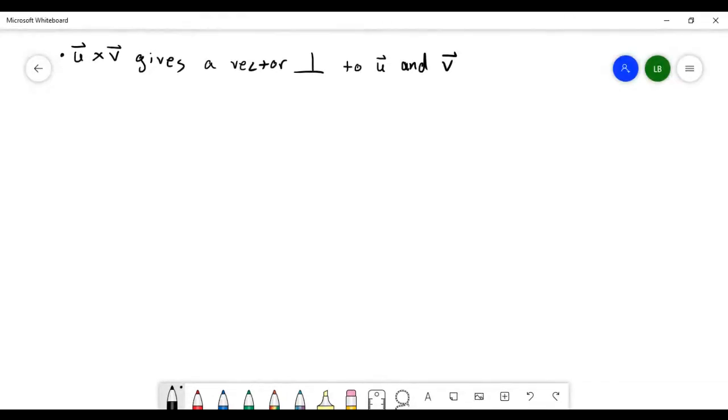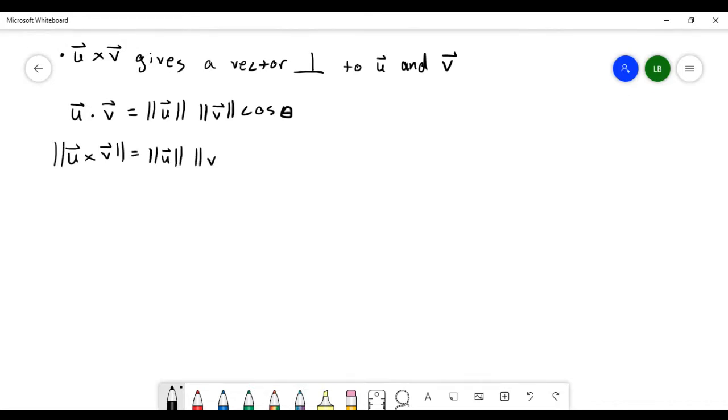Another important property of the cross product is, again, similar to a property we had with the dot product. If you'll remember, we had a dot product formula that said u dot v is equal to the magnitude of u times the magnitude of v times the cosine of theta. Well, we have a similar property for the cross product. And that says that the magnitude of u cross v is equal to the magnitude of u times the magnitude of v times the sine of the angle between the two vectors.